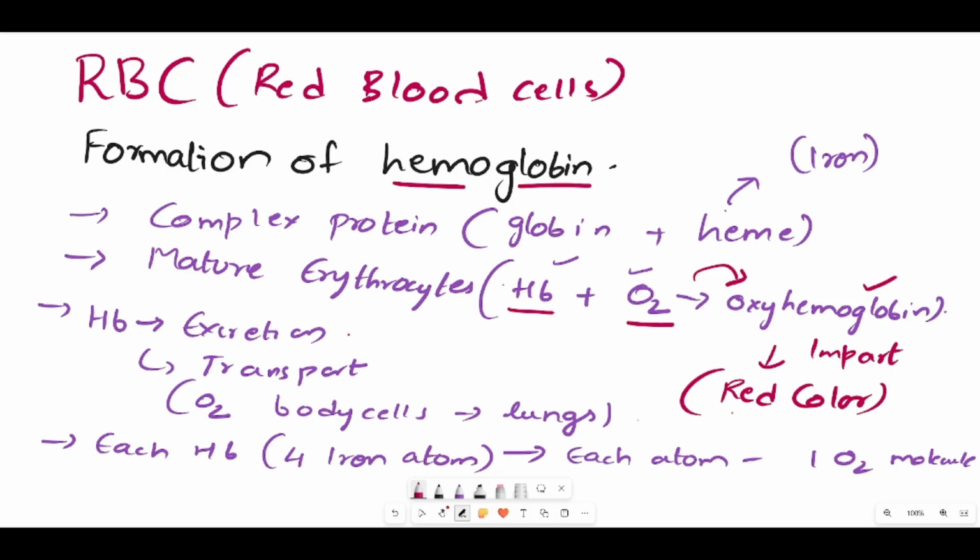And this hemoglobin is useful for excretion and for transportation, especially of oxygen, which it transports from the body cells to the lungs. Each hemoglobin molecule has 4 iron atoms in it, and each atom has one oxygen molecule. So that is all about the RBC, its detailed structure, and hemoglobin, along with its formation.